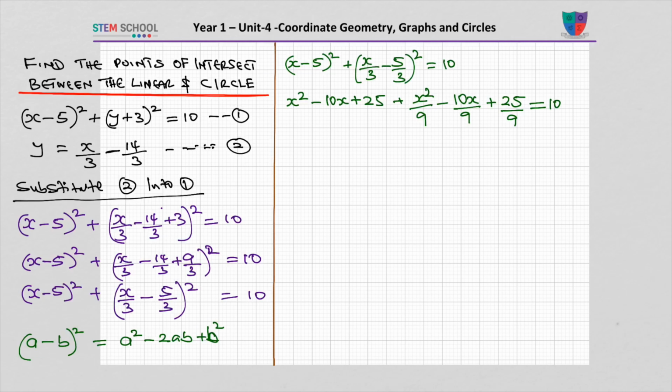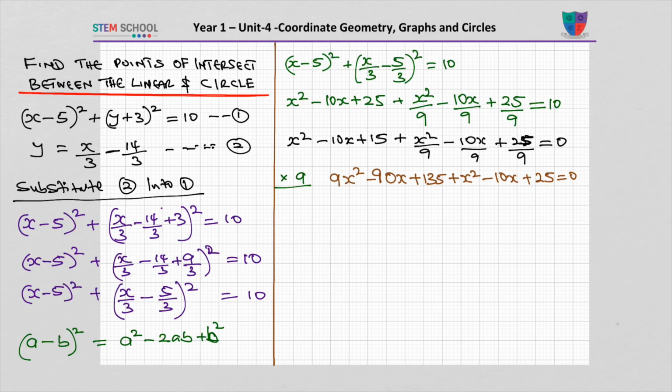Now I need to simplify this. So now what I've done is I've taken the 10 to the other side, or subtracted 10 from both sides, so that 25 minus 10 is 15. Now I've timesed everything by 9. I've timesed everything here by 9. So I got that, and then the 9 we cancel this. Now we cancel that. 9 we cancel that. 15 times 9 is 135.